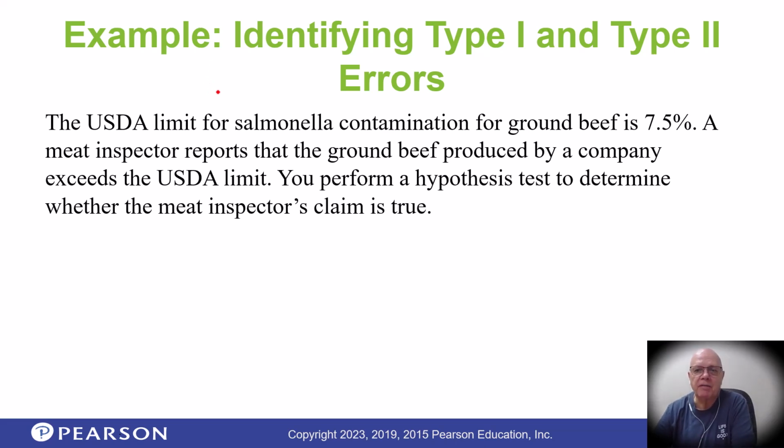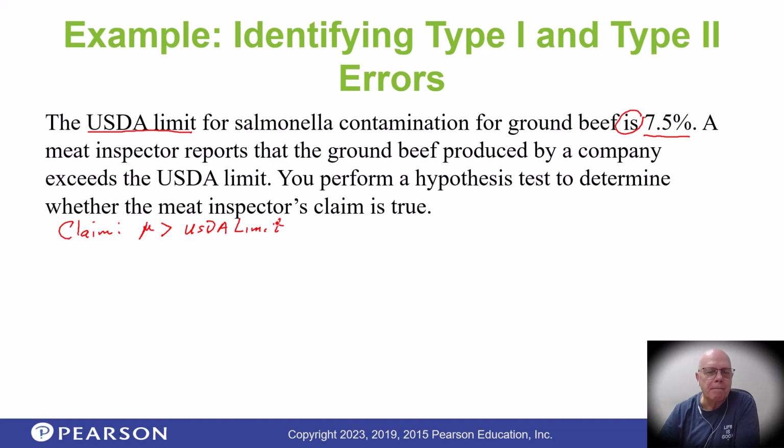Now let's talk about ground beef. According to this problem, and I'm not sure if this is exactly true, the USDA limit for salmonella contamination for ground beef is 7.5%. And the meat inspector reports that it exceeds the limit. Well, that's the claim. The inspector claims that the mean exceeds the USDA limit. You're going to perform a hypothesis test and see whether you believe that the claim is true or not.